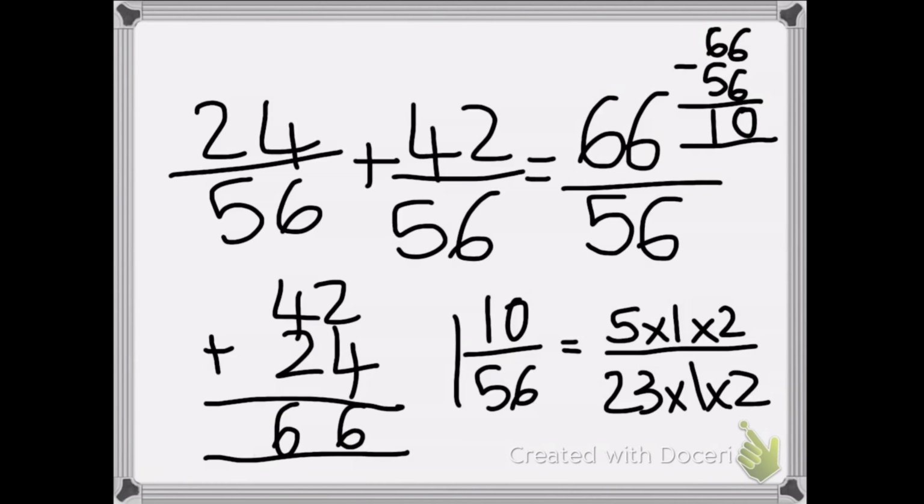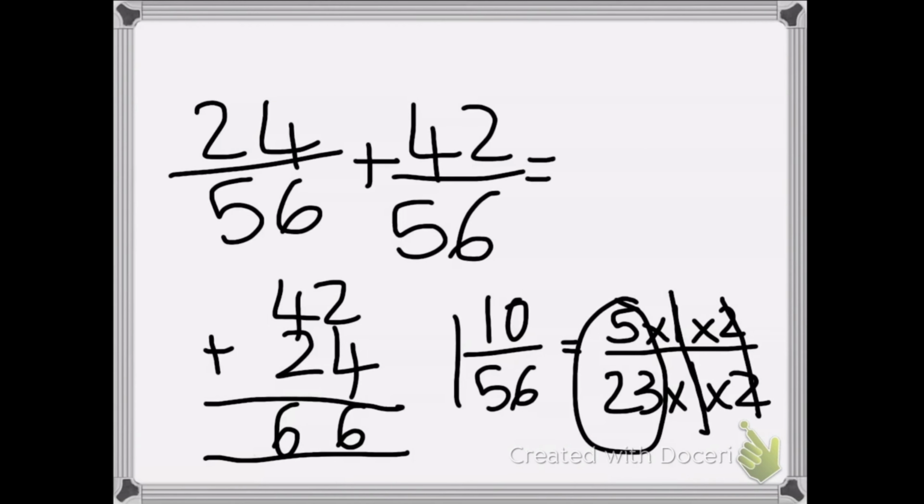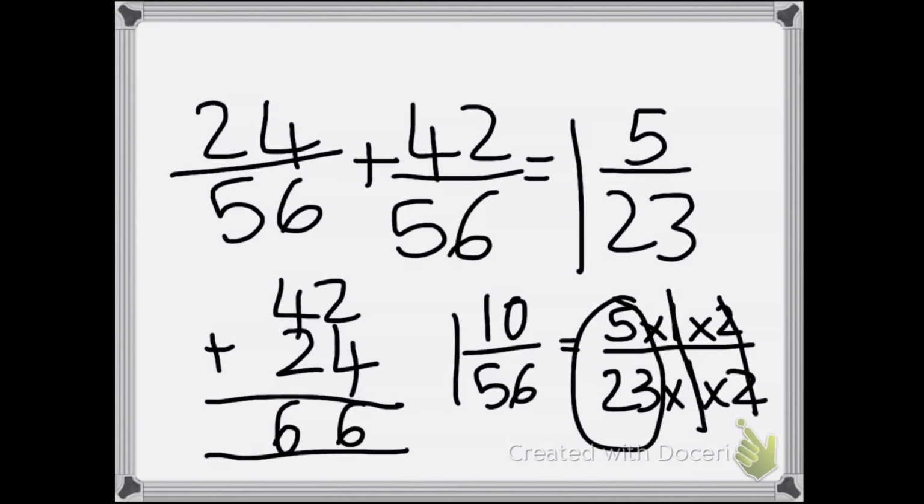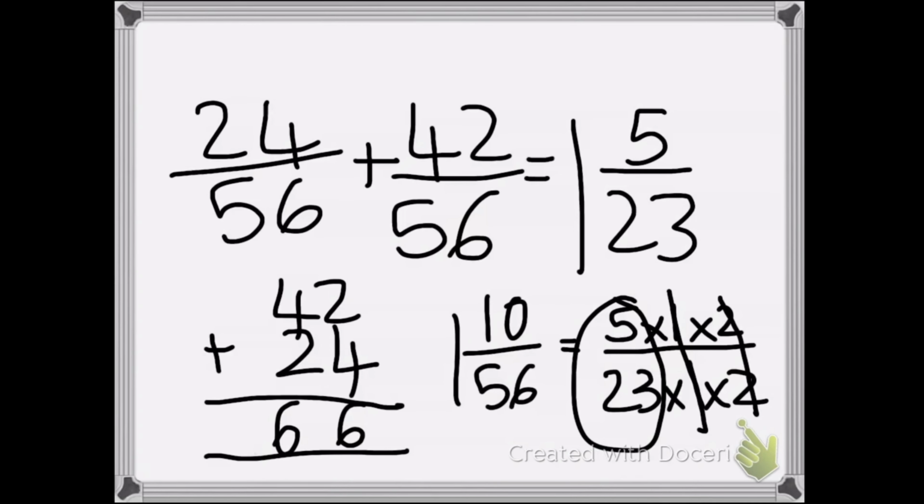Let's write the factors of 10. 5 times 1 times 2. Now for 56. 23 times 1 times 2. Let's cross out the numbers that repeat, which are 2 and 1. So the answer is 1 whole and 5 by 23. We did it!